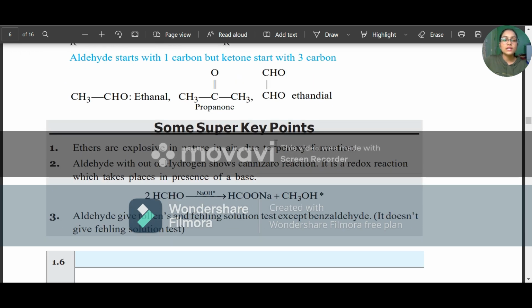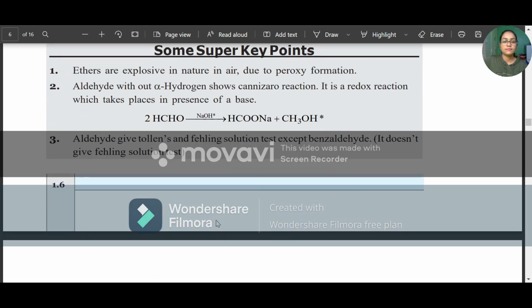So some super key points which you need to remember. Ethers are explosive in nature due to peroxide formation. Aldehyde without alpha hydrogen shows the Cannizzaro reaction. It is a redox reaction which takes place in the presence of a base. So this is an aldehyde which doesn't have any alpha hydrogen and this is the base. So this is the salt formed and this is the alcohol formed. So this is the Cannizzaro reaction. Aldehyde gives Tollens and Fehling solution test except benzaldehyde. Benzaldehyde doesn't give Fehling solution test.